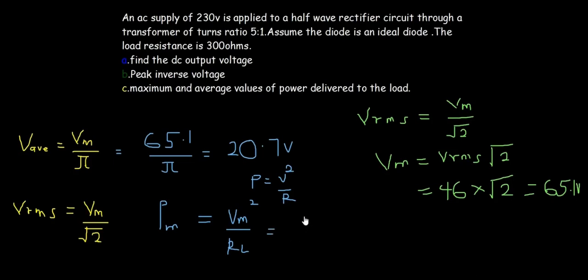Okay, so Vm is 65.1, so that will be 65.1 squared, divided by the load resistance, which is given to be 300 ohms. So let's see what this will give us. 65.1 squared divided by 300 gave me a value of 14.127 watts. So this will be the maximum power here.